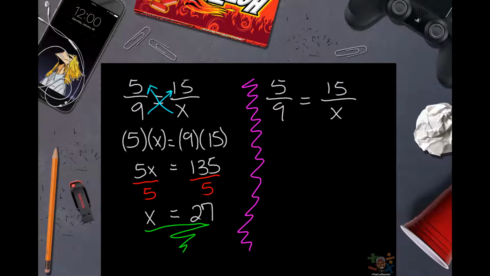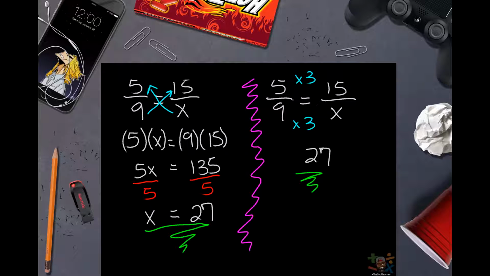Can I get 5 to be 15 by doing any mathematical operation? I'm using multiplication or division because it's a proportion. I can't add or subtract. Yes, I can do 5 times 3. 5 times 3 gives me 15, right? Whatever I do in my numerator, I do to my denominator. Obviously, if it was denominator to numerator, it would be the same thing. What's 9 times 3? 9 times 3 is going to give me 27. And as you can see, that's the same answer that I have over here, 27.